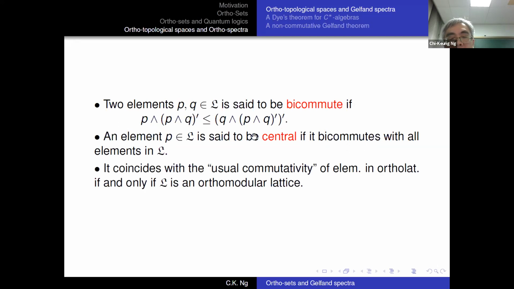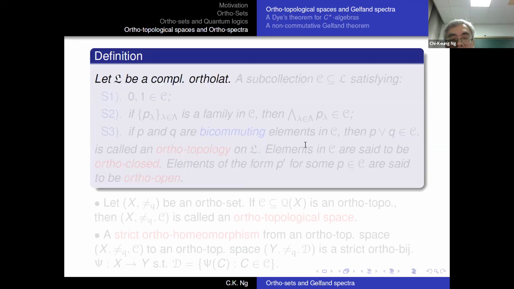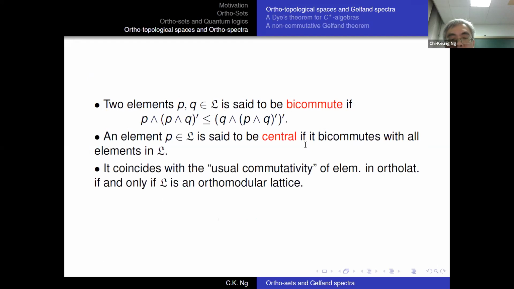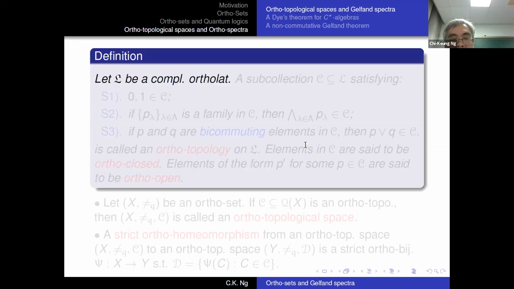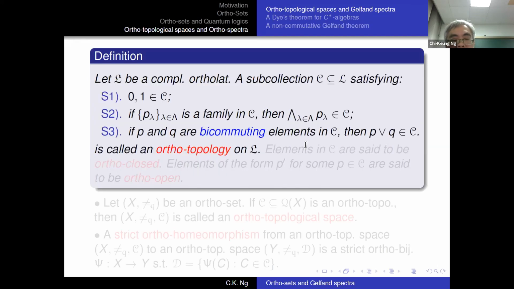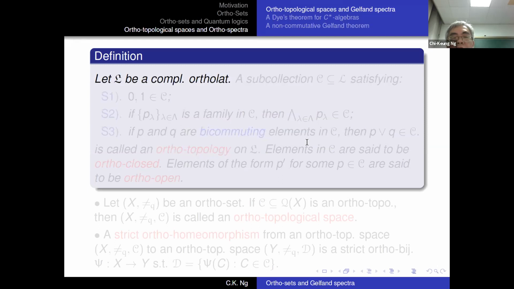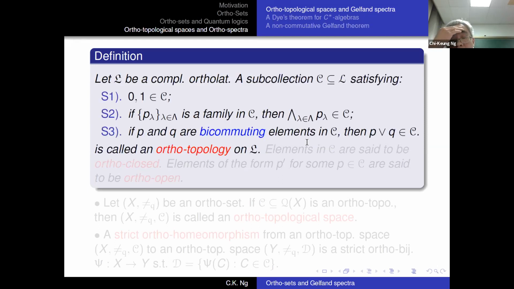In lattice theory there is another notion of commutativity which is actually different from this one in general, but in an orthomodular lattice they are the same. The reason why we want to define this bicommuting element is that we want to define a topology on the orthomodular lattice.